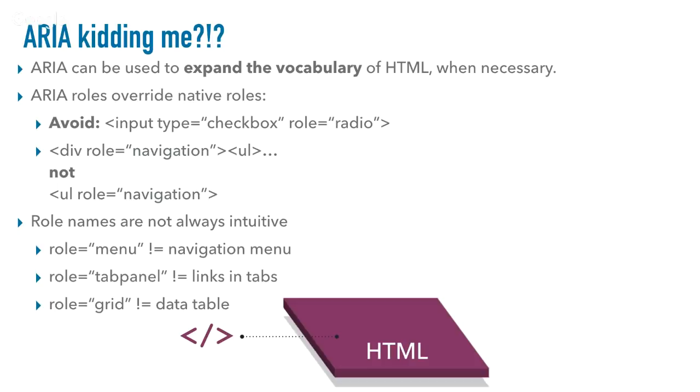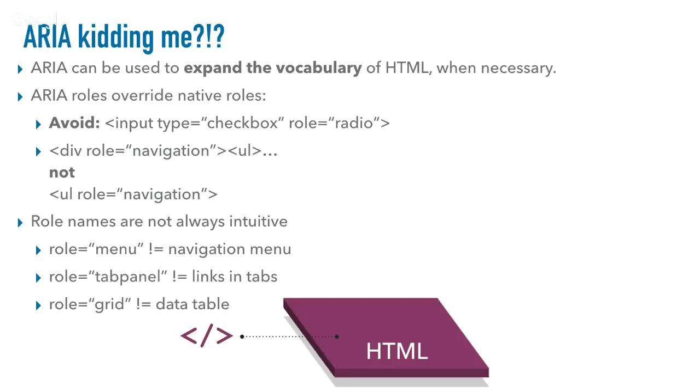Role of navigation is wonderful, helps identify that navigation region or landmark within the page. But by adding role of navigation to a list, an unordered list, for instance, those list semantics are lost. They're overridden, and now you would have essentially list items that are not part of a list, which thus makes them not list items. And so some of those native semantics are lost. We need to be careful about how we're assigning the ARIA.